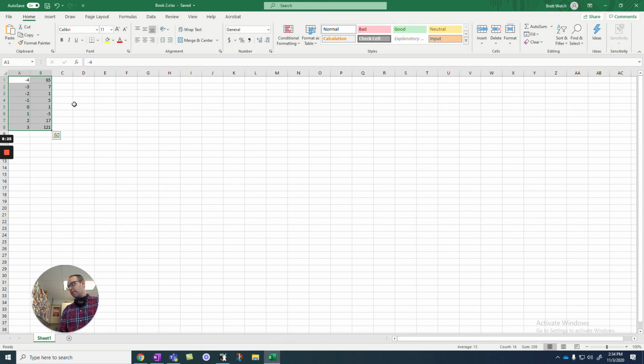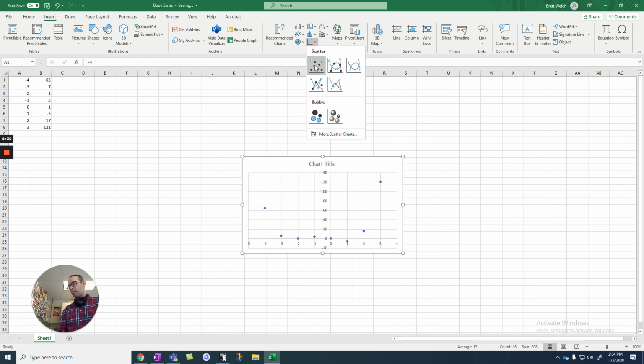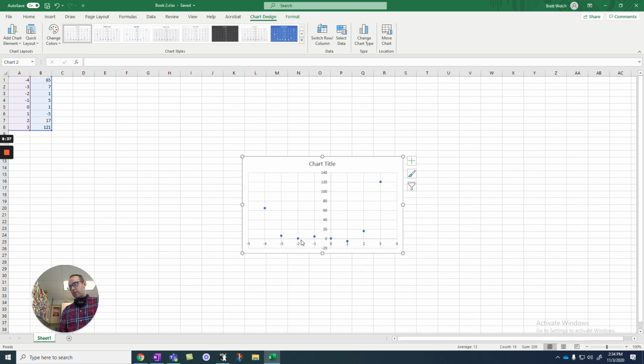I'm going to select it, and I'm going to choose to insert, and I want to insert a scatter plot. Okay? And we'll just do a random scatter plot like that. So you can kind of see the curve of a W almost. That tells me fourth degree is a pretty good fit. So just graphing this might be enough to know which kind of polynomial to run.